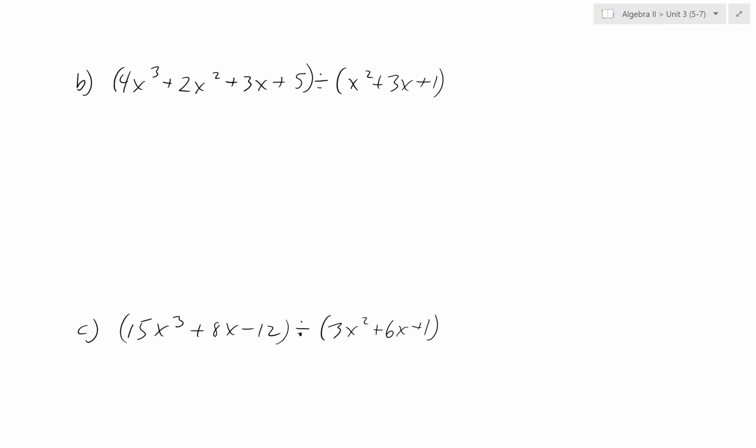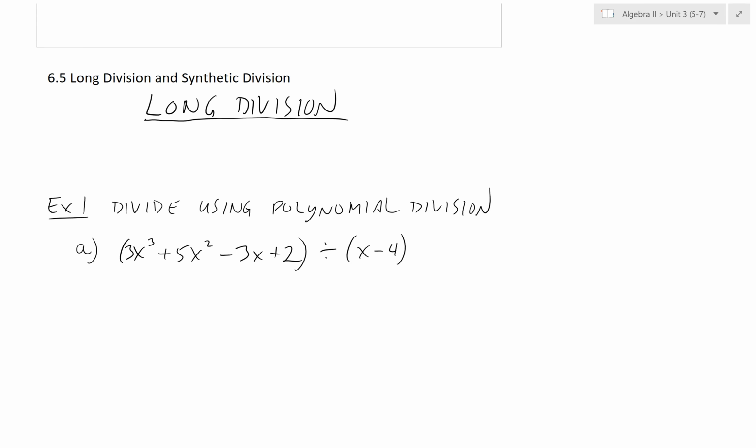Okay, today we're going to learn about long division and synthetic division, which are division techniques for polynomials. So if we're dividing one polynomial by another, we can always use long division. Synthetic division I'll talk about when we get there, and in what cases you can use synthetic division, which is kind of a shortcut method.